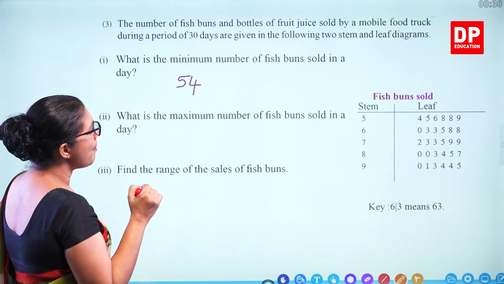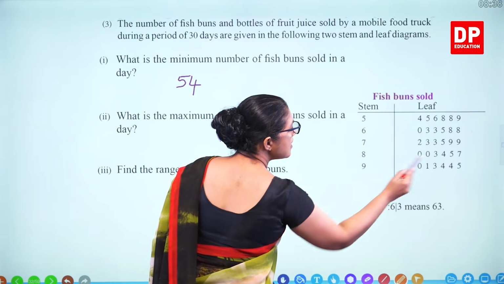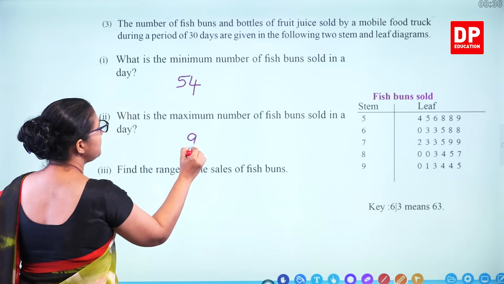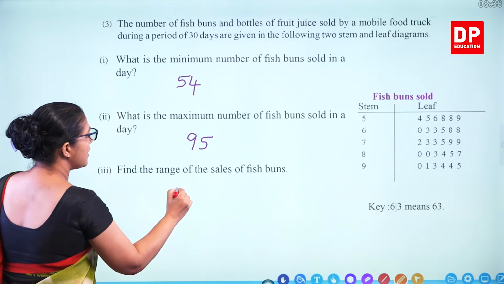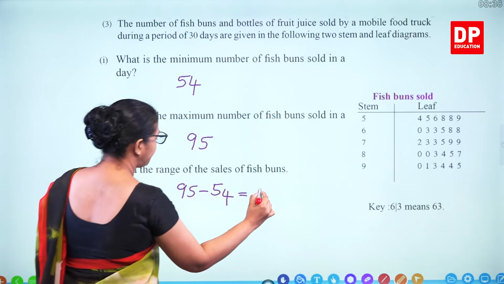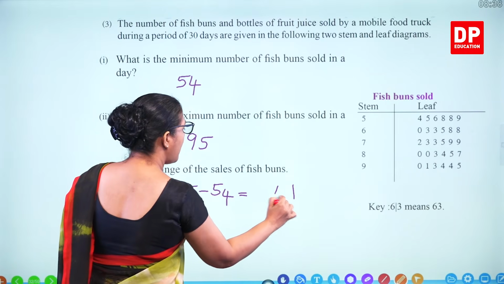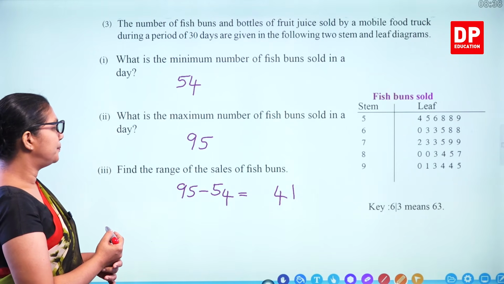What is the maximum number of fish buns sold in a day? That's the highest value, 95. And find the range. So take the difference between highest and lowest. 41 is the range value.